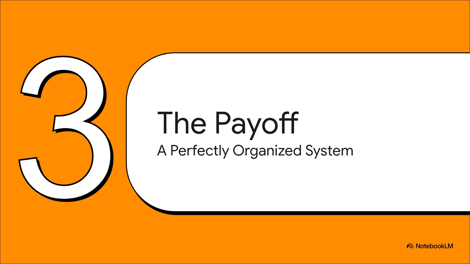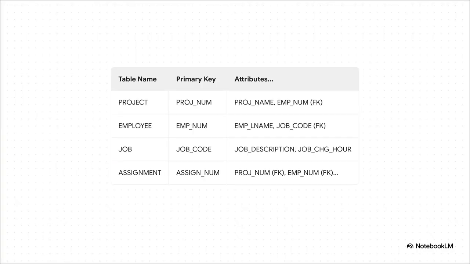Okay, so after all of that work, modeling our data, creating supertypes, and marching through those 3 stages of normalization, what did we actually accomplish? Let's look at the payoff, at what a perfectly organized system really gets you. This is it, our final, beautiful design. Remember, we started with one chaotic table, that digital junk drawer. We now have 4 clean, lean, and laser-focused tables. One for projects, one for employees, one for jobs, and one for assignments that links them all together. This is our perfectly organized filing cabinet.